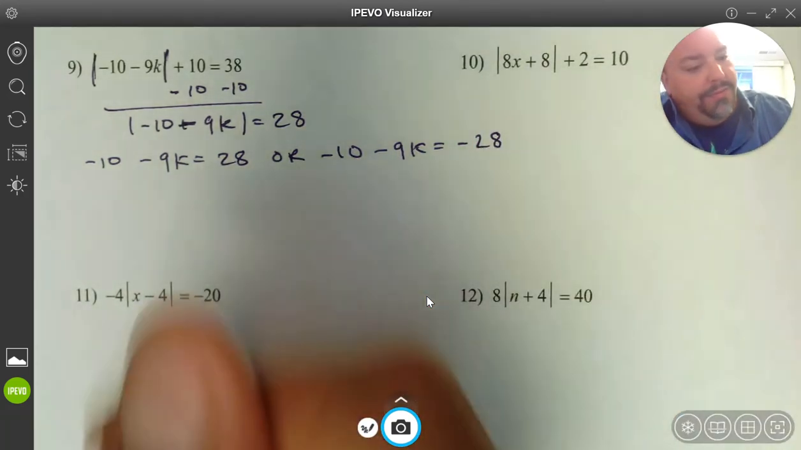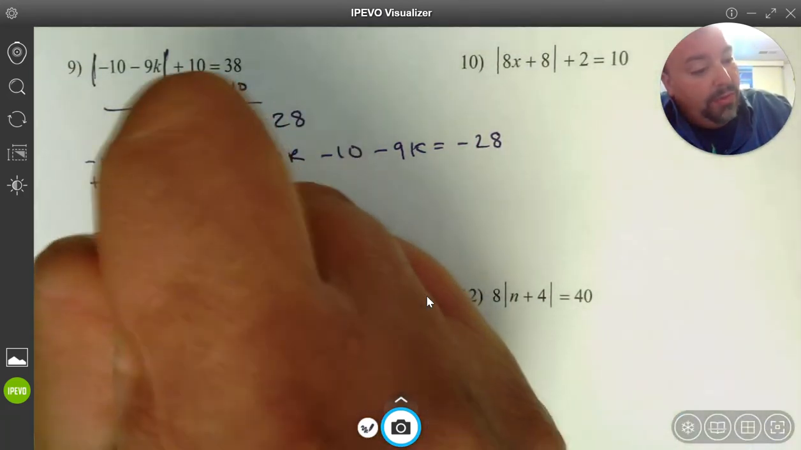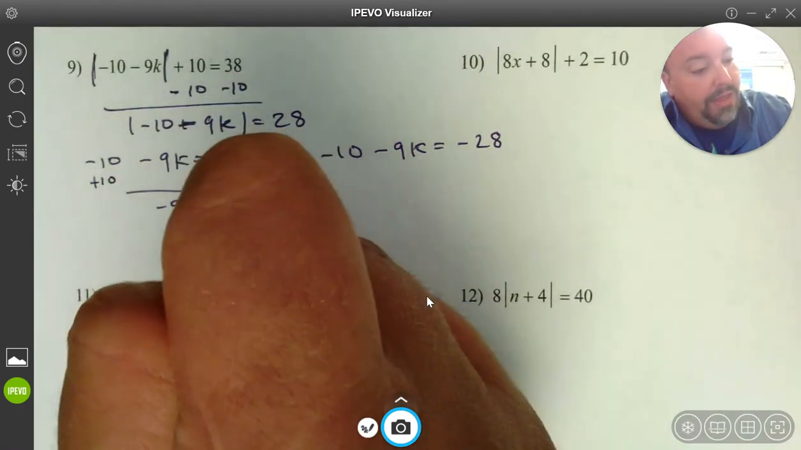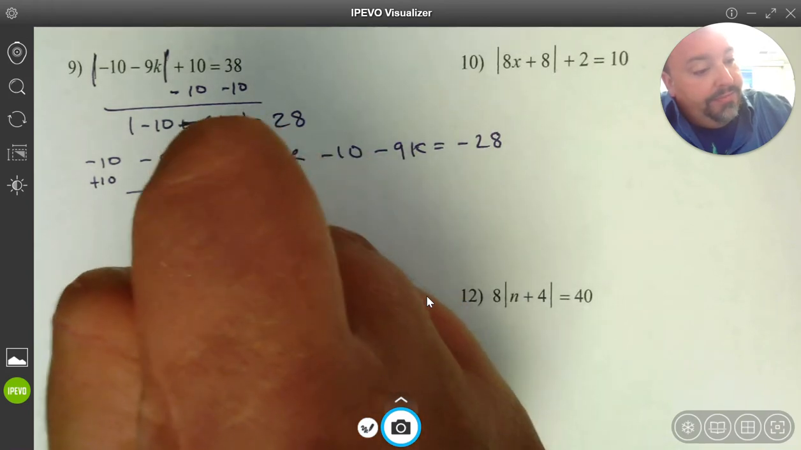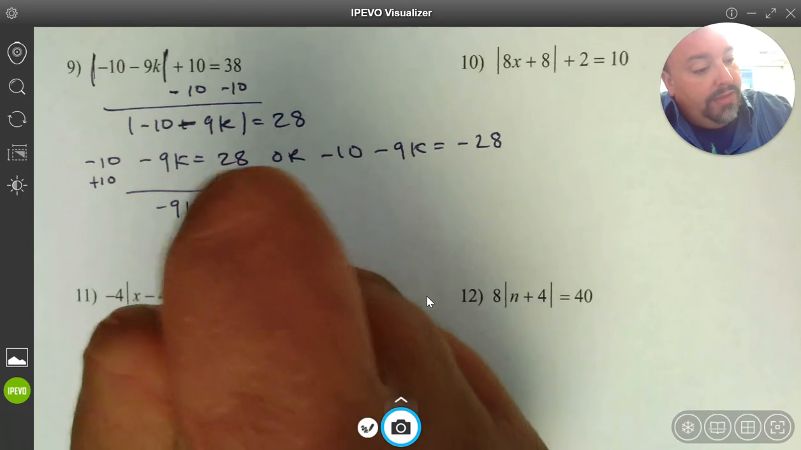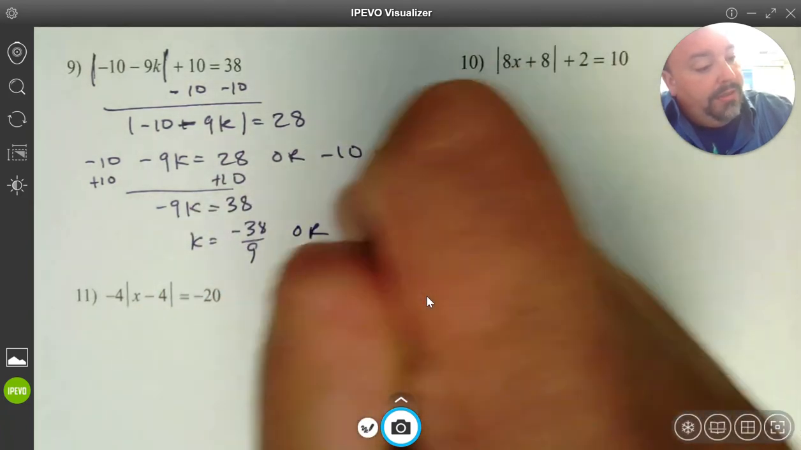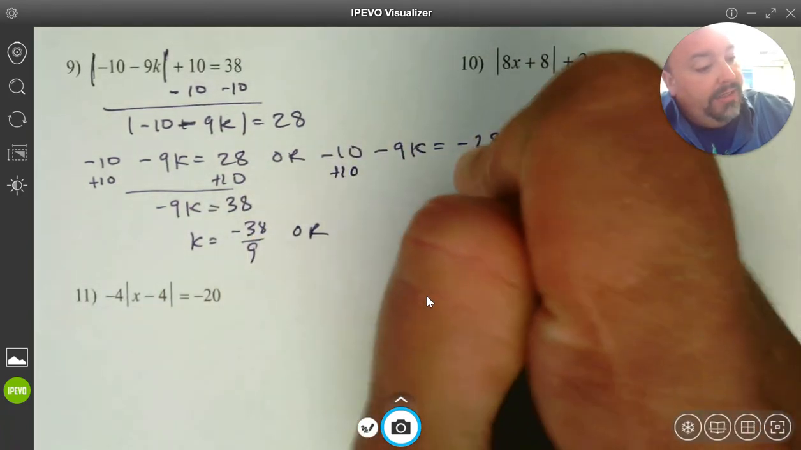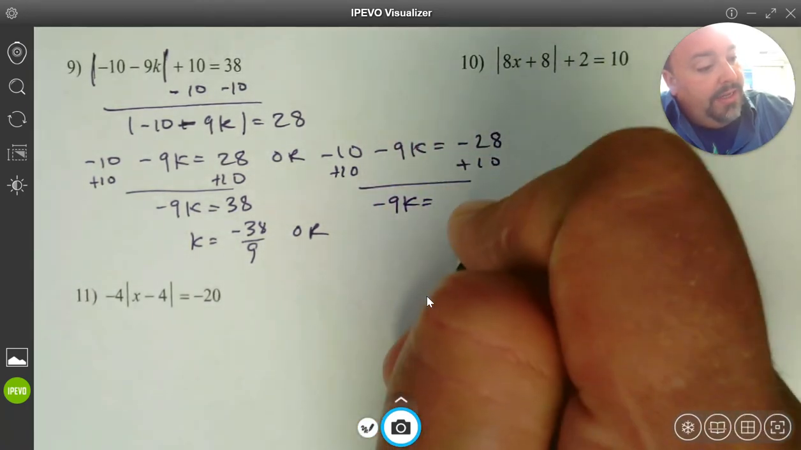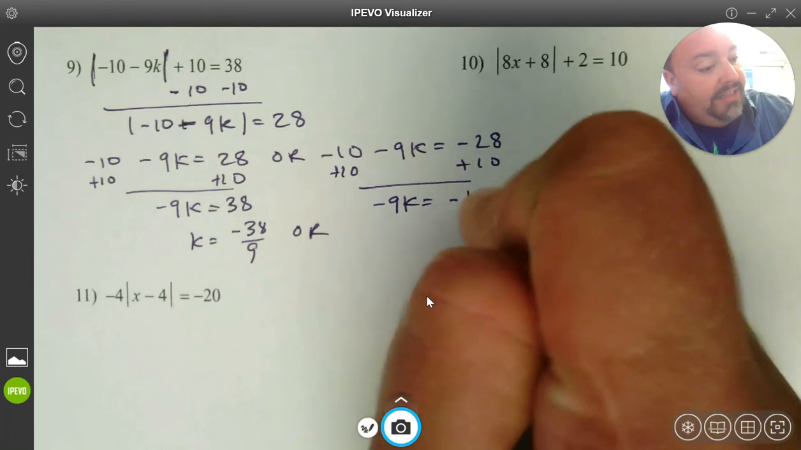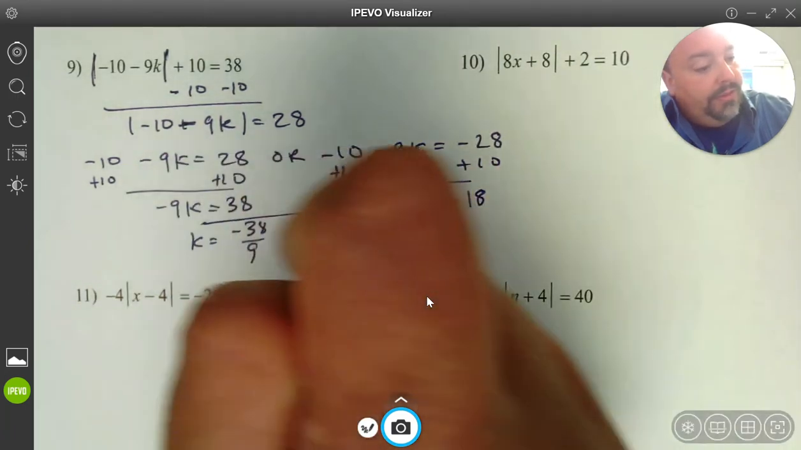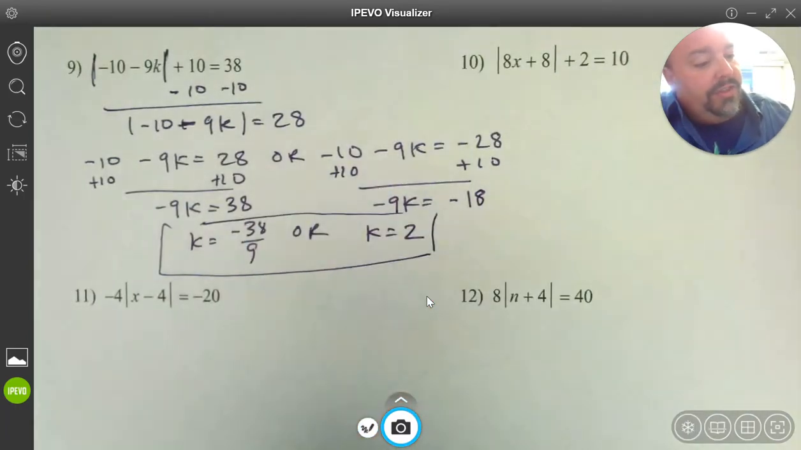And solve, add 10 over here. We get -9k equals 38. K is equal to -38 over 9, or add 10 here. We get -9k equals -18. K equals 2. So there again we have our two solutions.